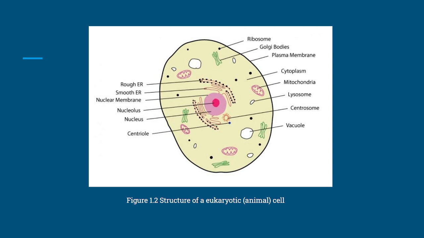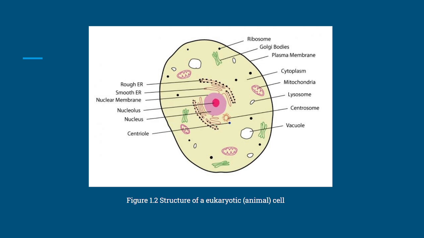So first we have figure 1.2, which is the structure of an animal cell. The animal cell has different structures from a plant cell, but the main components will be talked about right now. So first we have the plasma membrane, which controls the movement of substances entering and leaving the cell, and it's approximately 10 nanometers thick. We have the cytoplasm, which contains enzymes and also holds organelles together.